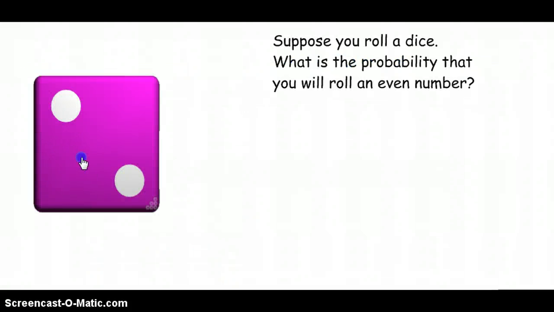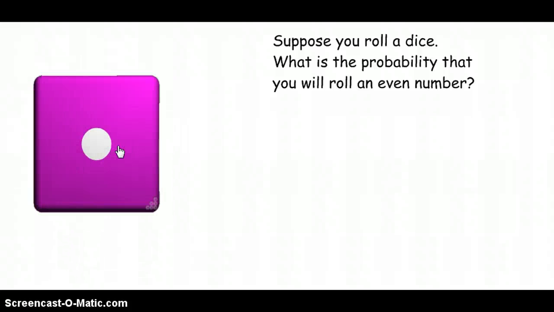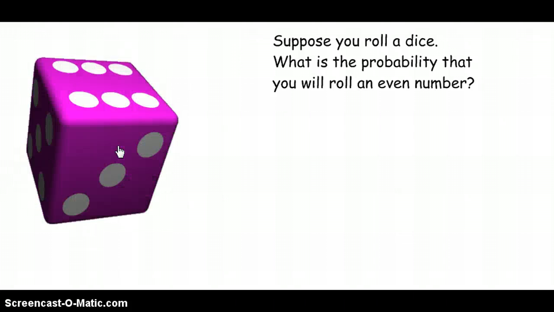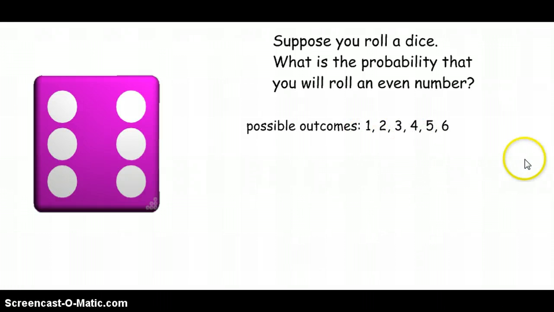Suppose you roll a dice. What is the probability that you will roll an even number? Well, first we have to consider what all of the possible outcomes are. So if we examine the dice, we'll notice that it's a cube. It has 6 sides, and each side has a dot or a number from 1 to 6 on it. So all of our possible outcomes are the numbers from 1 to 6. So we could have 1, 2, 3, 4, 5, and 6.